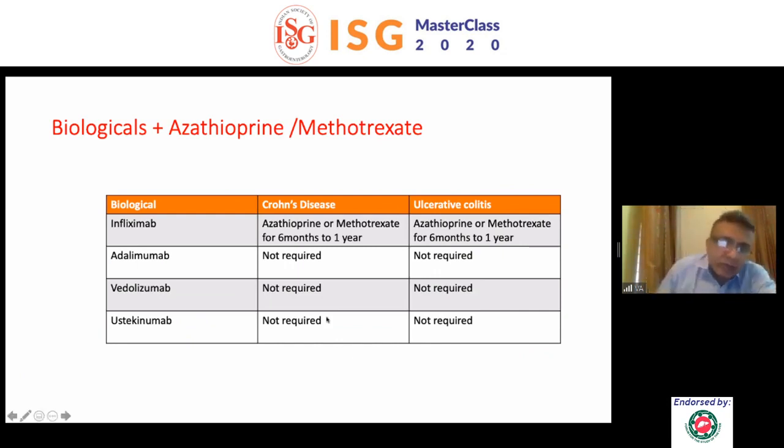But remember, that is true mainly for infliximab. You may give azathioprine or methotrexate for 6 months to 1 year. That may decrease the immunogenicity. Gradually, data has come up that with adalimumab, even by adding azathioprine, the immunogenicity does not decrease, so it does not really help. With vedolizumab and ustekinumab, the immunogenicity is low as it is, so it is not required.